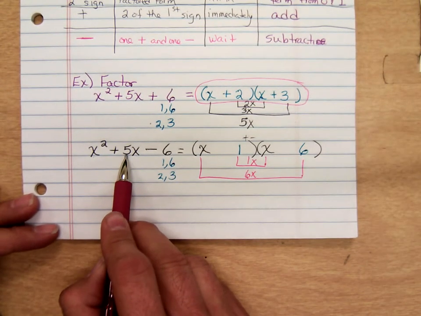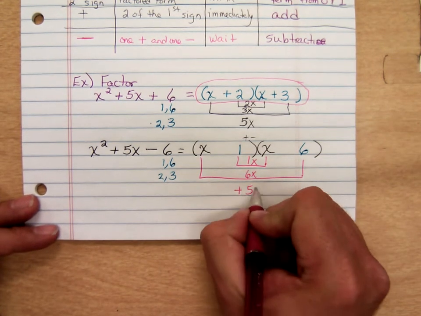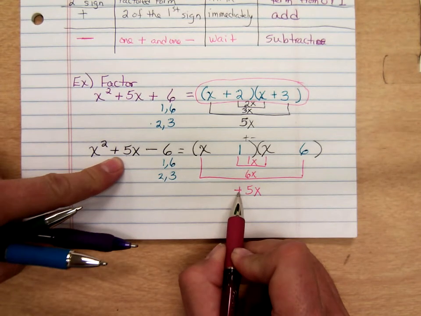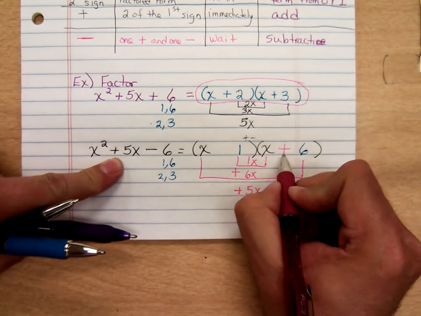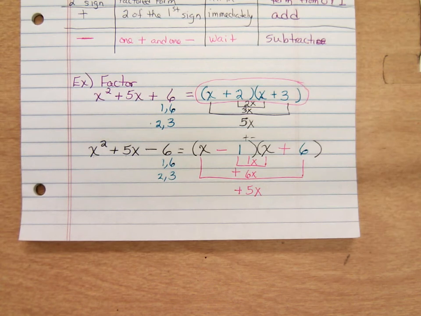So how do I need to arrange the plus and minus? If I want a positive 6x, a positive 5x, the 6 would need to be positive and the 1 minus, a negative. So there it is, x minus 1 times x plus 6.